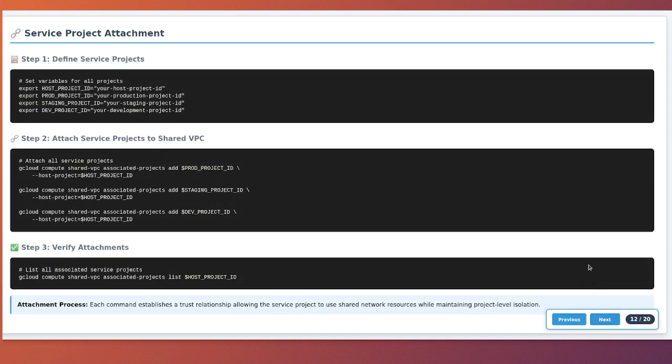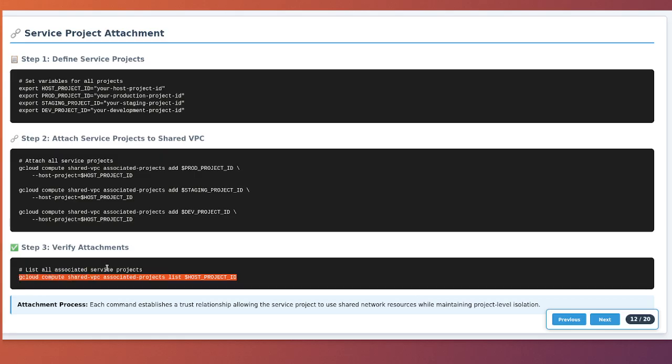Service project attachment process. Attaching service projects to the shared VPC is a critical step that establishes the trust relationship between projects. This process grants service projects permission to use the host project's network resources. The attachment process is straightforward but has important security implications. Once attached, the service project can create resources that use the shared network, but it still maintains project-level isolation for billing, access control, and resource management.